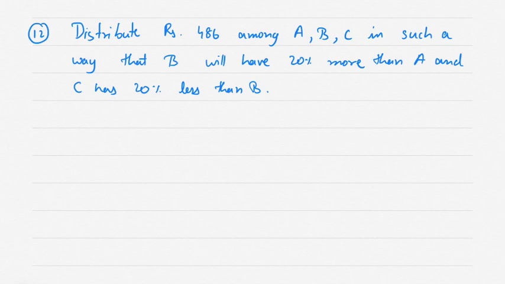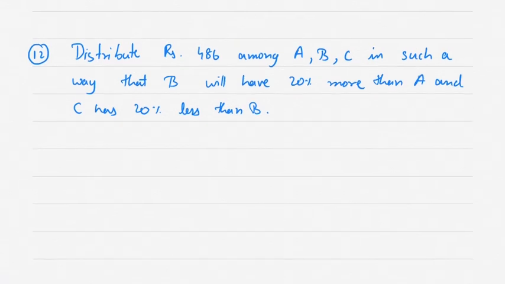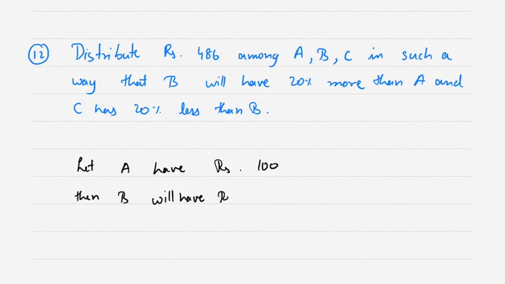So let A have rupees 100. Then B will have rupees in such a way that B will have 20% more than A. So that means B will have 120, correct? And C has 20% less than B. Then C will have 20% less than B. That means 120 into 80%, or you can just calculate 20% of 120, it comes to 24, correct?